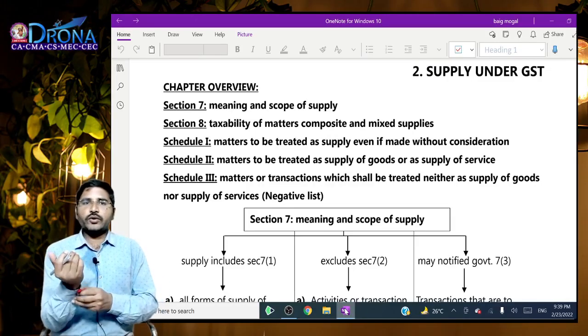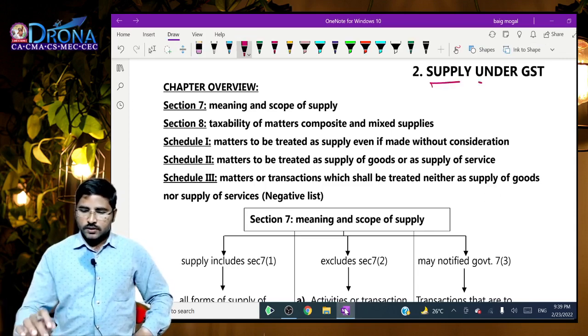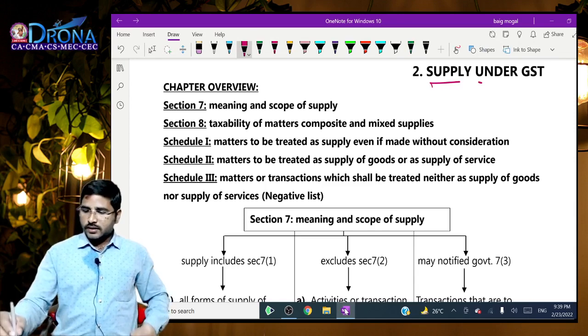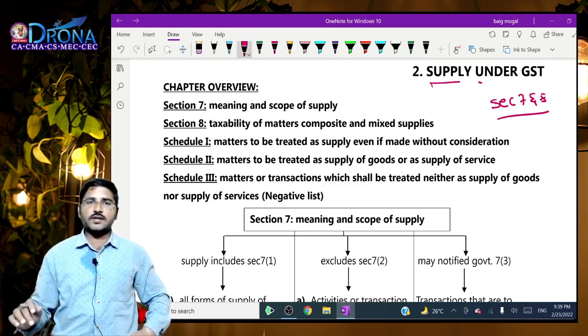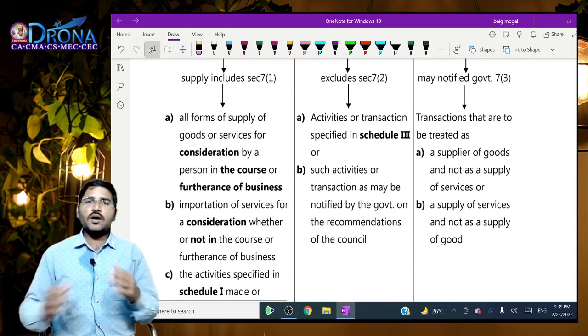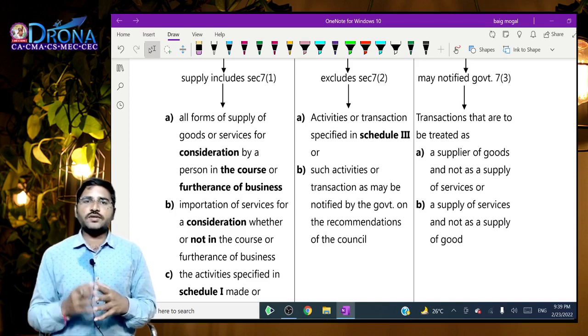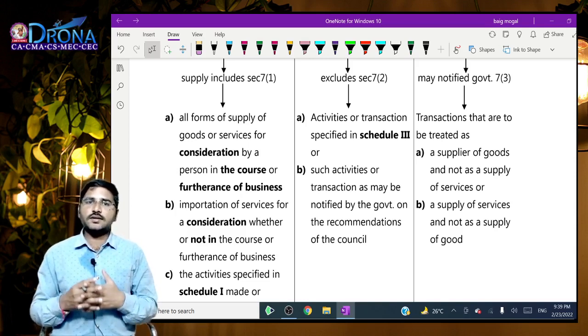In today's session, I am going to revise the concept of supply. So supply under GST, in this chapter we are going to discuss section 7 and section 8 of the GST Act. The first, section 7 subsection 1 clause A: all forms of the supply of the good or services for a consideration by a person in the course or furtherance of the business would amount to a supply.